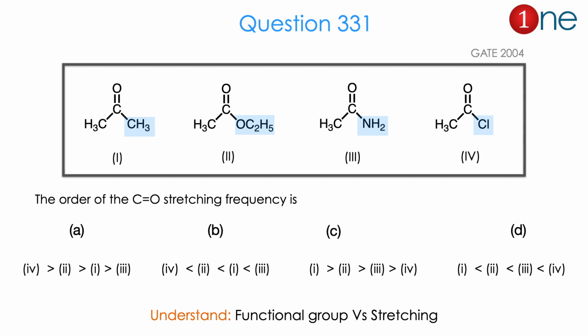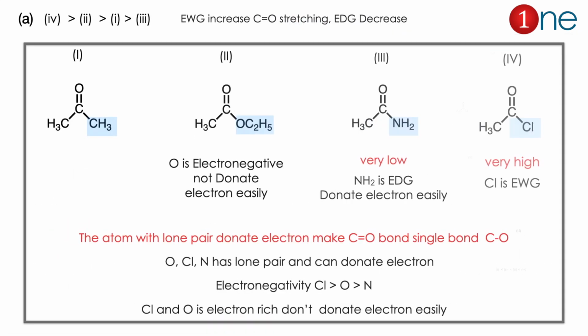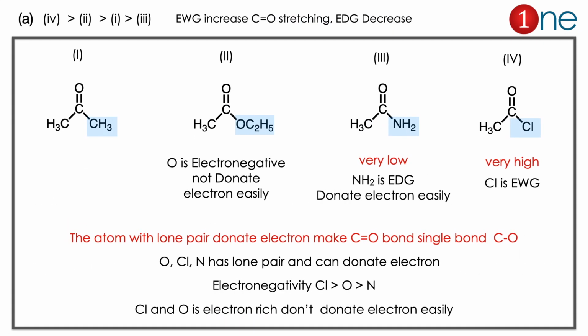From the question of carbonyl system and different functionalities, you might realize the question is really about functional group versus stretching. The answer is A. Let us see how. Here you should know the basic concept that an electron withdrawing group increases the CO stretching, and an electron donating group decreases the CO stretching. The reason is the electronegativity creates a strong positive charge and reduces the bond length.